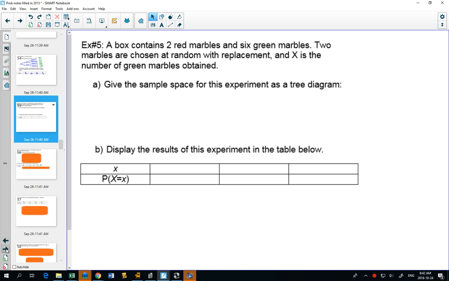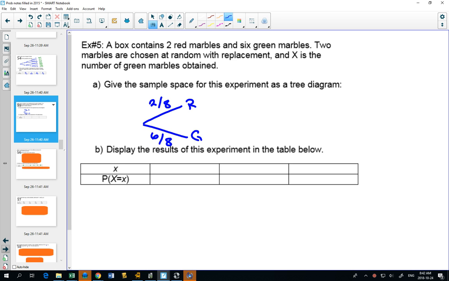The box contains 2 red marbles and 6 green marbles. Two marbles are chosen at random with replacement. What that means is you choose a marble, look at it, note its color, put it back. Choose another marble, look at it, note its color, put it back. So when choosing your first marble, you could either get a red or a green one. Since there's 8 marbles in total, the red is 2 out of 8. The green is 6 out of 8.